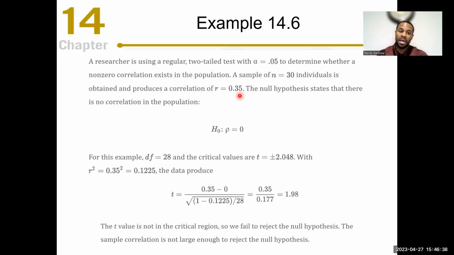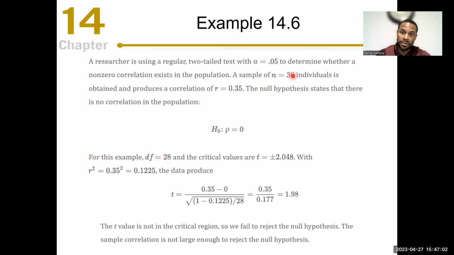Okay, the null hypothesis states that there is no correlation in the population, right? So this is my null hypothesis. The alternative hypothesis would say that rho is not equal to 0, that there is a difference, and we're looking at the significance of that difference. Okay. All right. So for this example, it says degrees of freedom is 28.